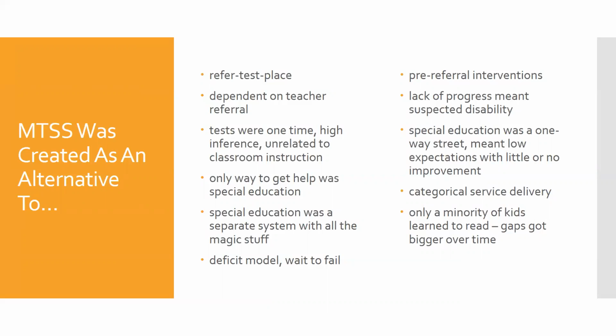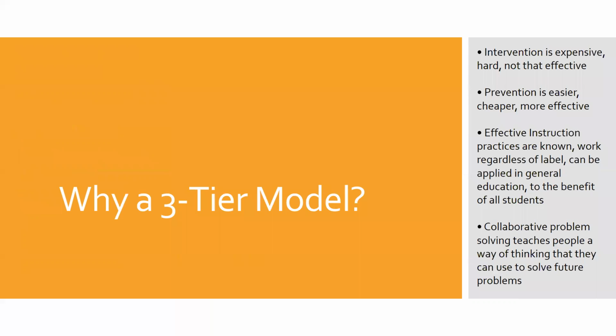There are other examples here of things that it was created as an alternative to. For example, dependent on teacher referral. Hopefully our teachers are seeing gaps in their students' understanding through benchmark testing 3 times a year, but also through progress monitoring that they're doing in the classroom. So multi-tiered systems of support is a way to be fluid in where your students are getting interventions, how often, and whether it's with the classroom teacher or with an intervention specialist. There are several others on the list. Feel free to look through that.